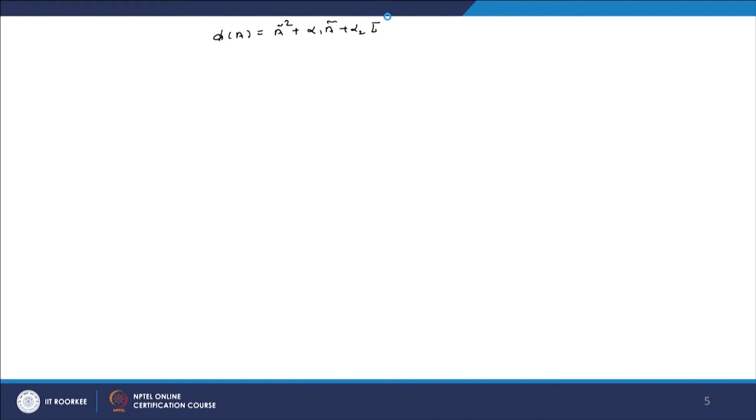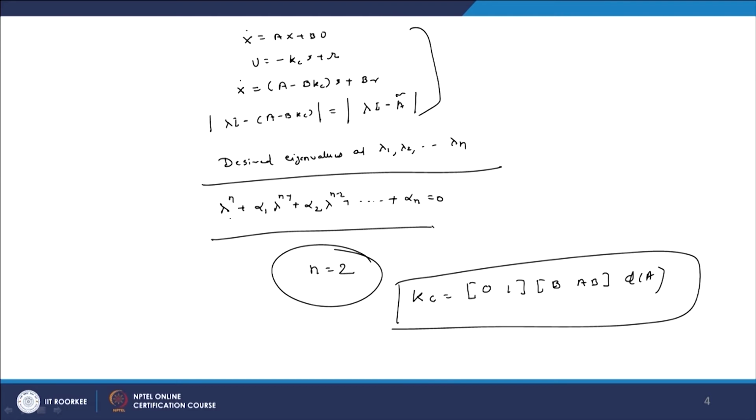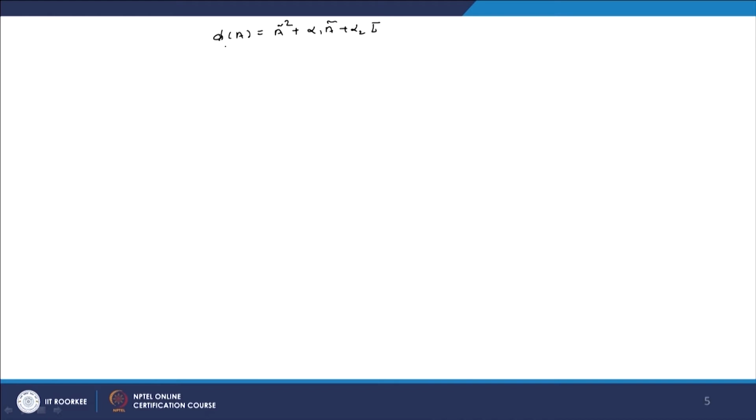Here you will find that this is your characteristic equation in lambda, and now our original plant is A, but because of the control law this A has been changed to A bar. So A bar plays an important role, and therefore based on the desired eigenvalues we can write down phi of A bar as A bar square plus alpha 1 A bar plus alpha 2 into I. This is basically for when n equals to 2. Now we will find that this A bar equal to A minus B into Kc.